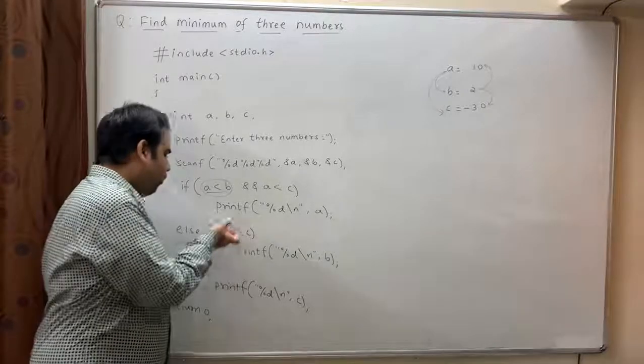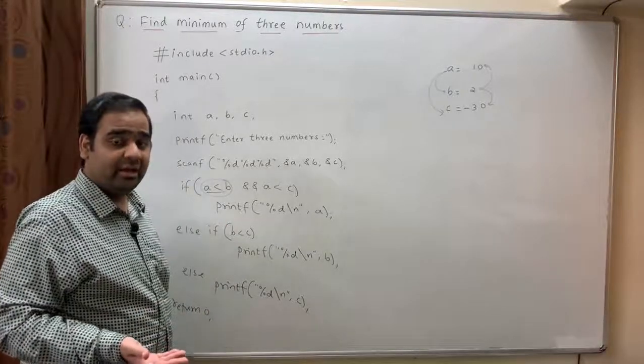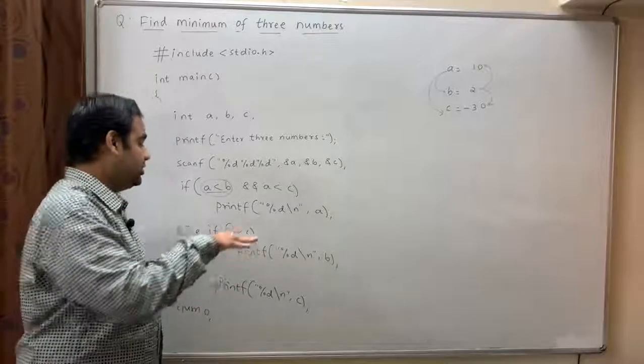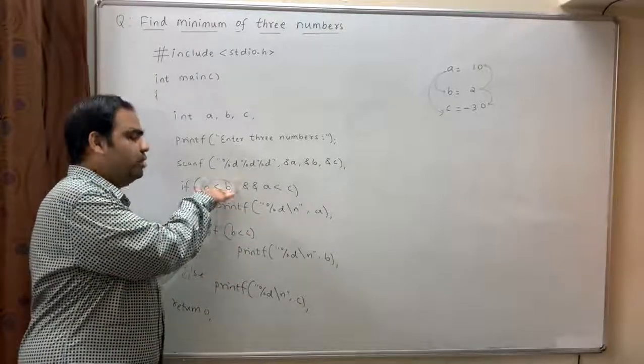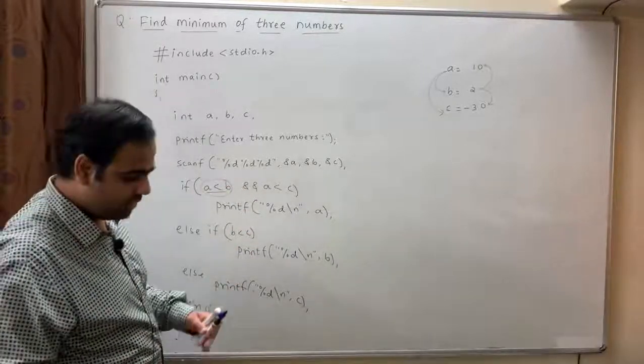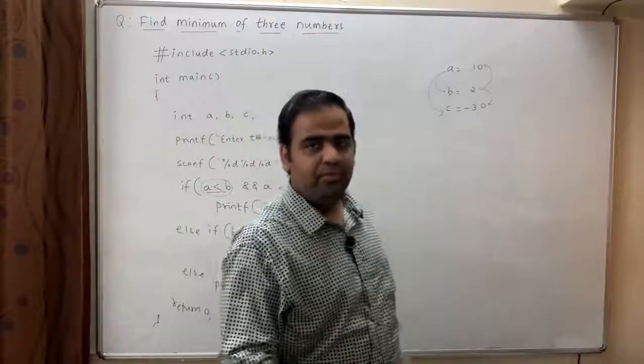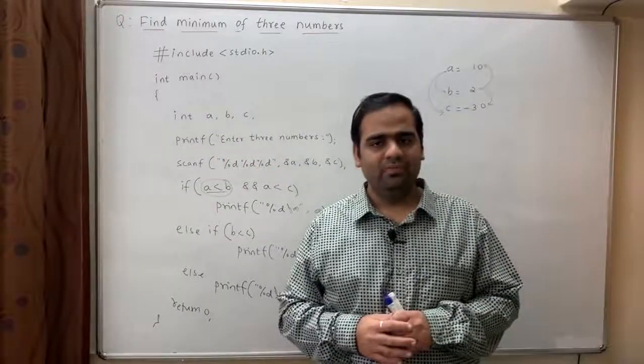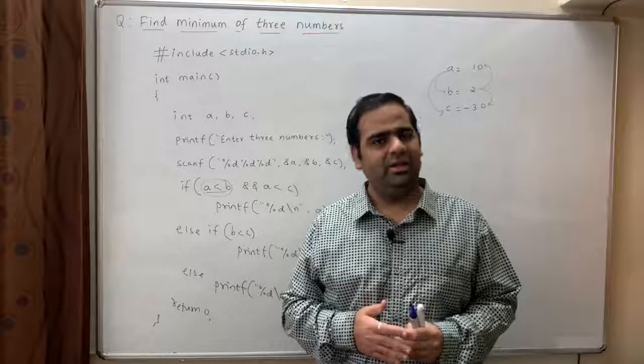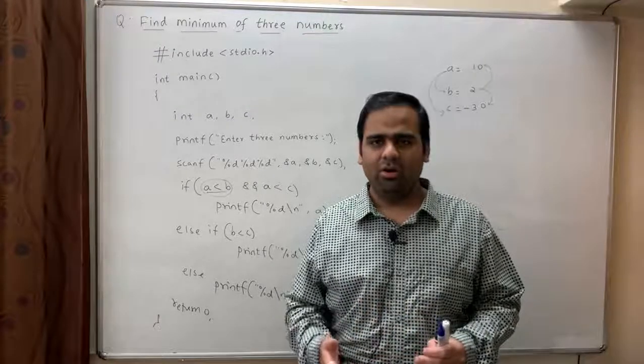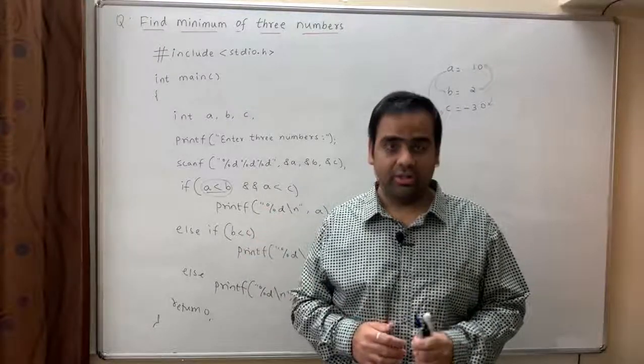Therefore, there is no point in checking B less than A again, because the second condition of the else-if ladder is reached only if the first condition is false. This is how we find the minimum of 3 numbers. I want you to try the maximum of 3 numbers on your own, similarly to this.